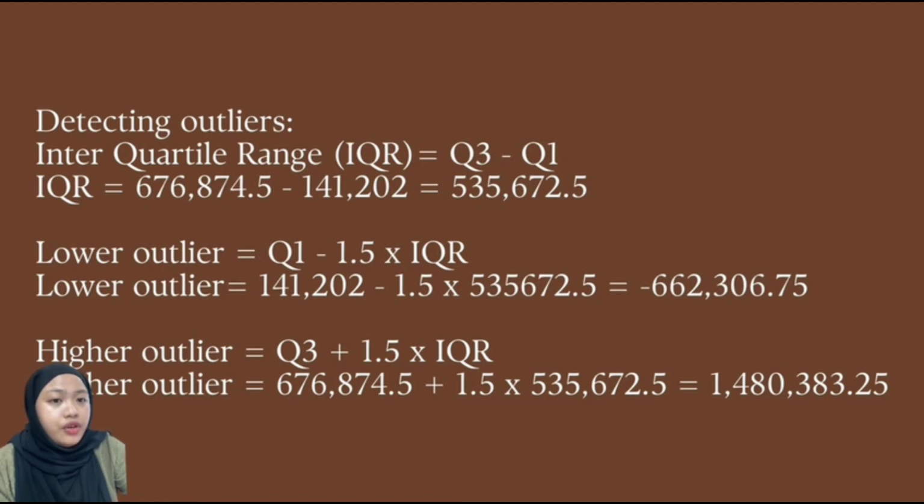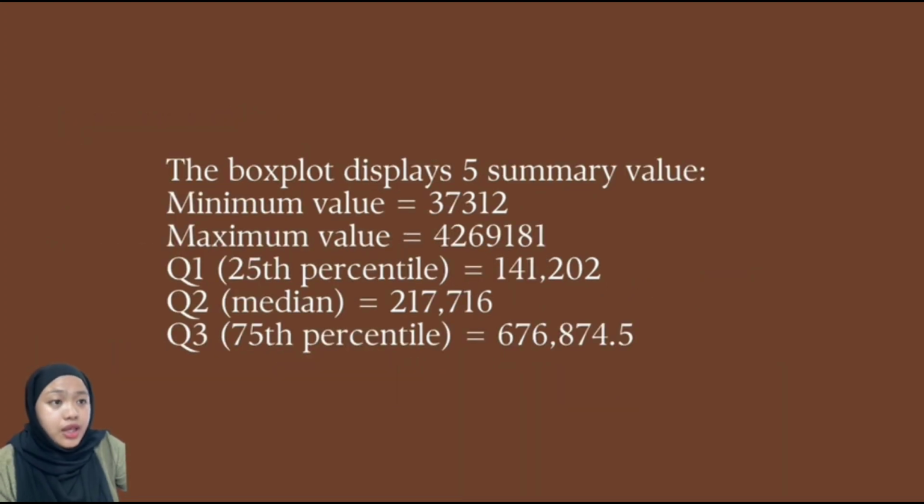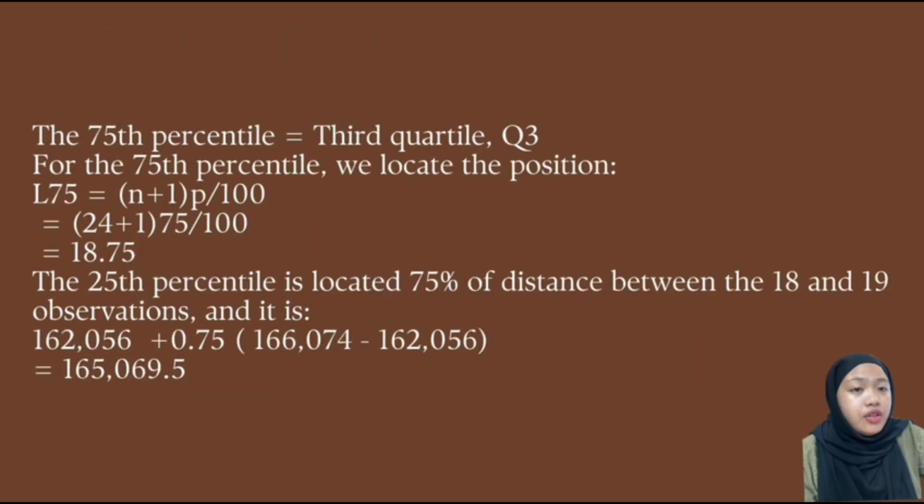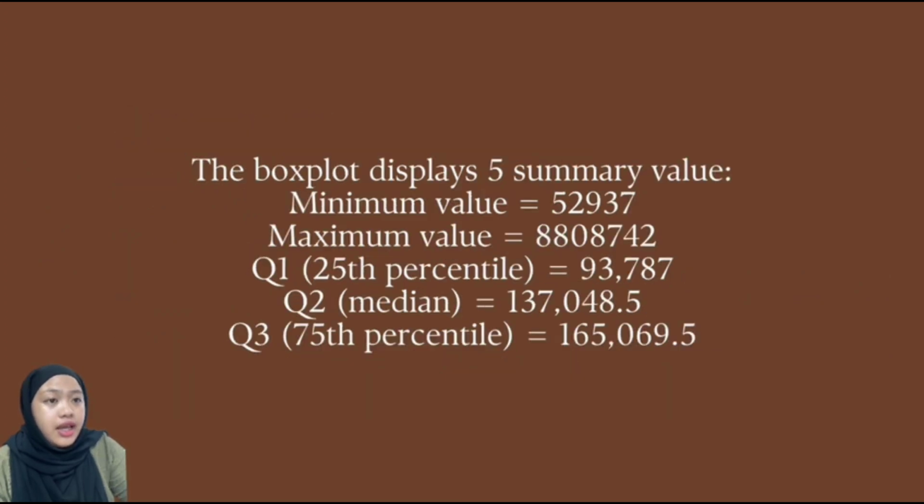The value for the lower outlier is negative, so there is no lower outlier. Next, the box plot displays the 5 summary values. Next one is the international data. Because the formula is the same, I will just show the answer. This one is for the 25th percentile. Next is the 75th percentile, the formula to detect the outliers, and the box plot displays the 5 summary values.